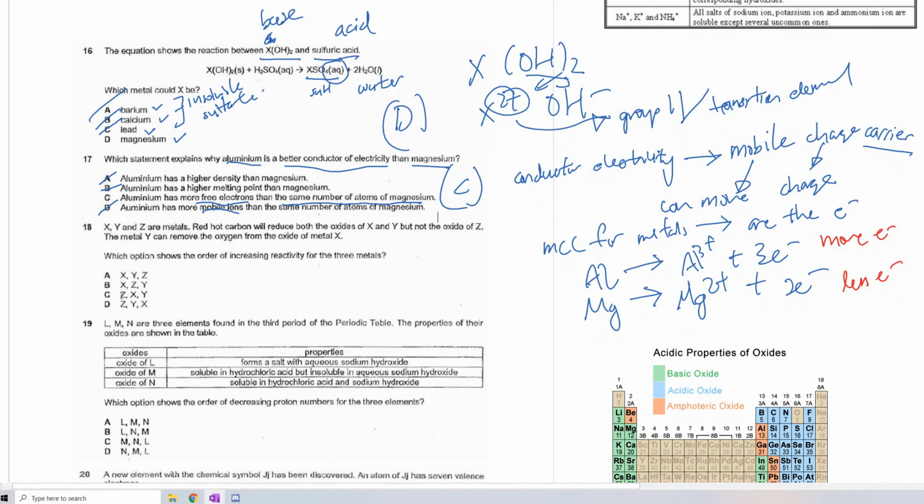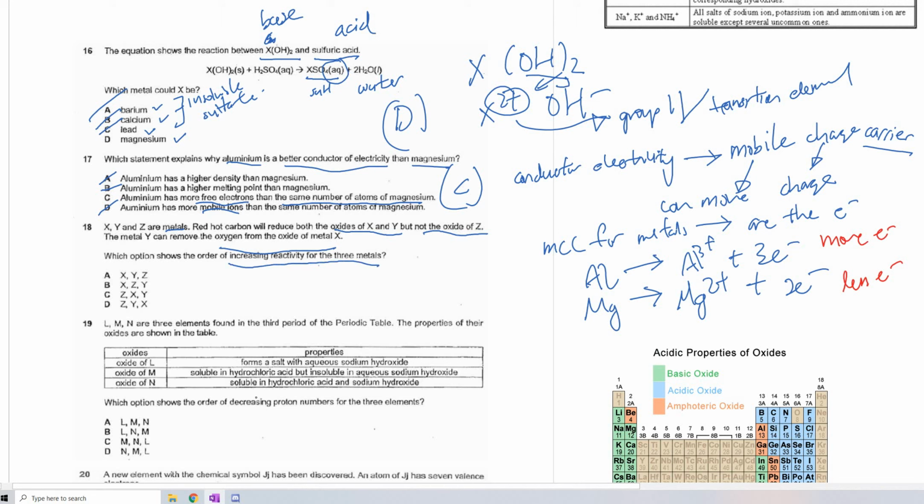Alright, for question 18, X, Y, and Z are metals. Red hot carbon will reduce the oxides of X and Y, but not the oxide of Z. Metal Y can remove the oxygen from the oxide of X. Which option shows the increasing reactivity of the three metals?